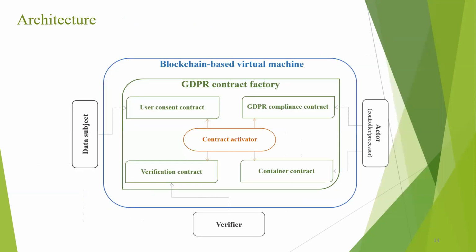So in our solution, we have an architecture involving the data subject, verifier, and actor that communicate with a blockchain-based virtual machine like Ethereum. In Ethereum, a public blockchain, we have a GDPR smart contract factory involving 4 different smart contracts: user consent, GDPR compliance contract, container contract, and verification contract. The deployment of such contracts is organized through an agent called the contract activator.